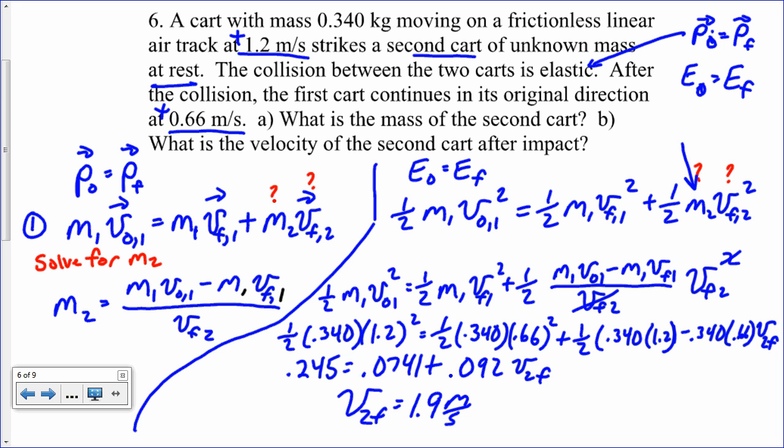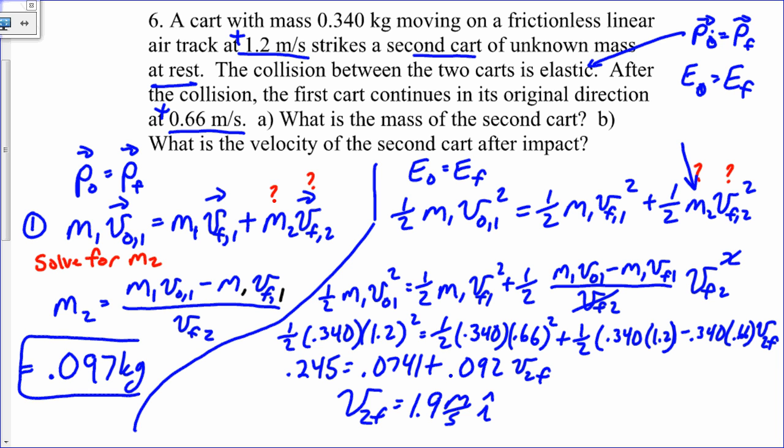And it comes out positive, and that's, as we said, it's in the I direction, or in the plus X direction. Now, I can also find M2, and I already have an equation for M2 here. I just plug in the numbers here for M2, because now I know all of these values. I get 0.097 kilograms by plugging the values that I now know for V2F.